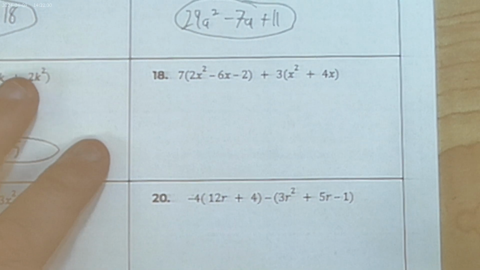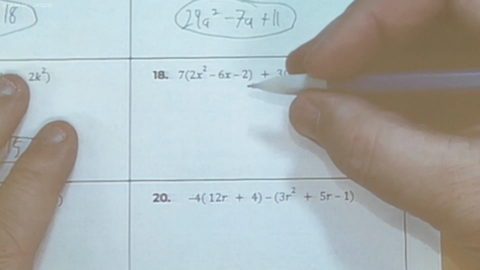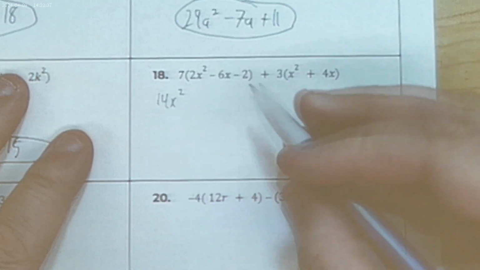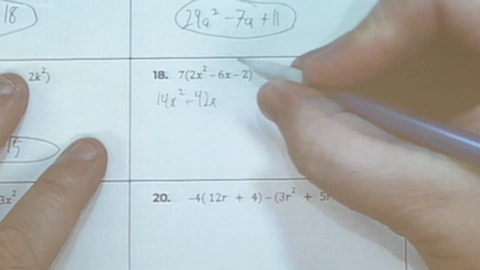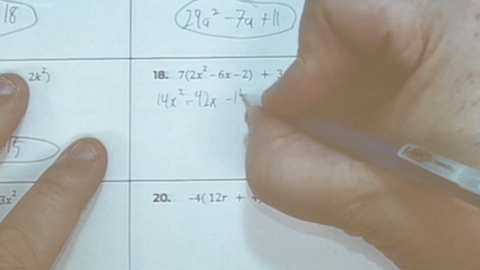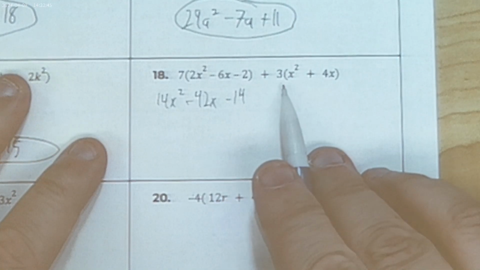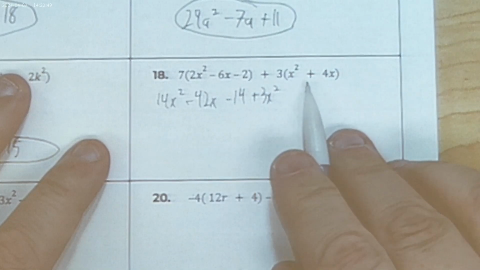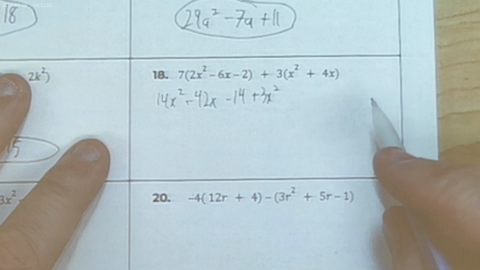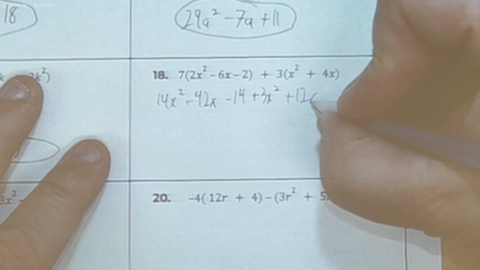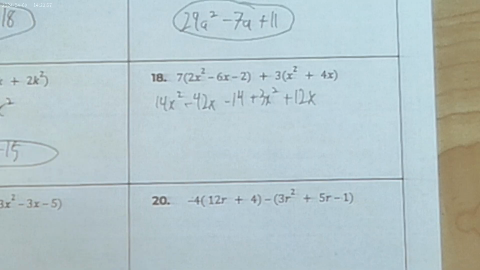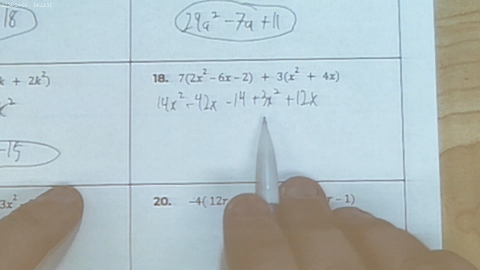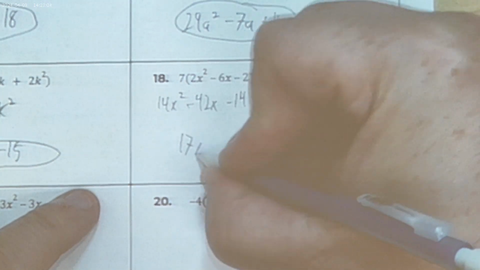Let's see. All right, well, this one looks a little bit more rigorous. So I've got 14x squared minus 42x minus 14 plus, and then this is 3x squared, and then 3 times 4x is going to be plus 12x. All right, we got a little bit of spread here. So I've got 14x squared plus 3x squared. That's going to give me 17x squared.